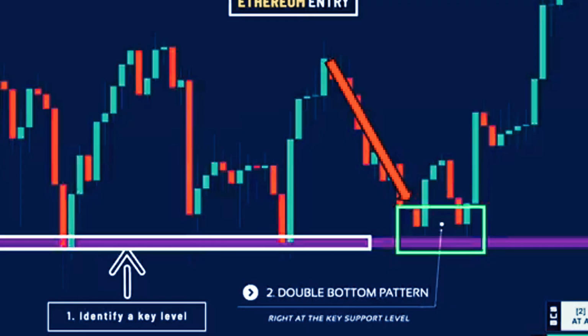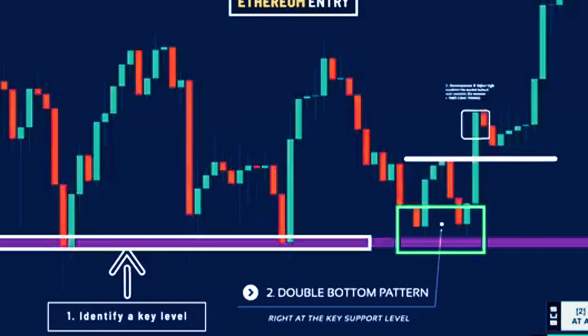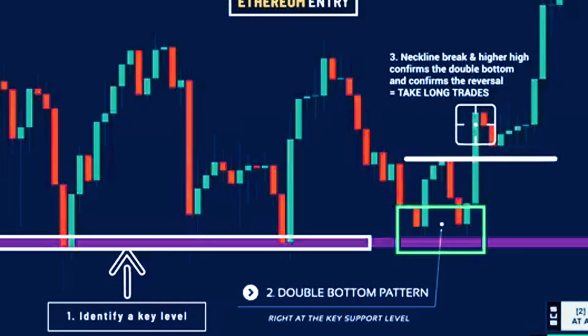So again, to confirm the reversal, neckline placed at the recent swing high, and once price breaks through the neckline and makes a higher high, your trend change from a downtrend to an uptrend is confirmed, and you would then take trade entries long through the lower intraday timeframes.